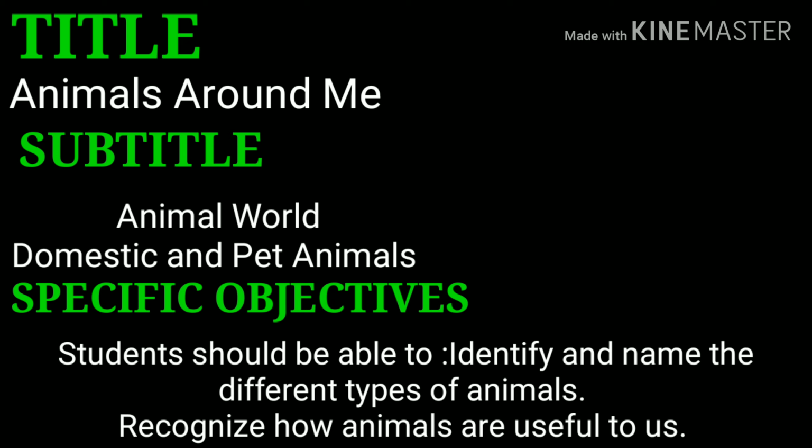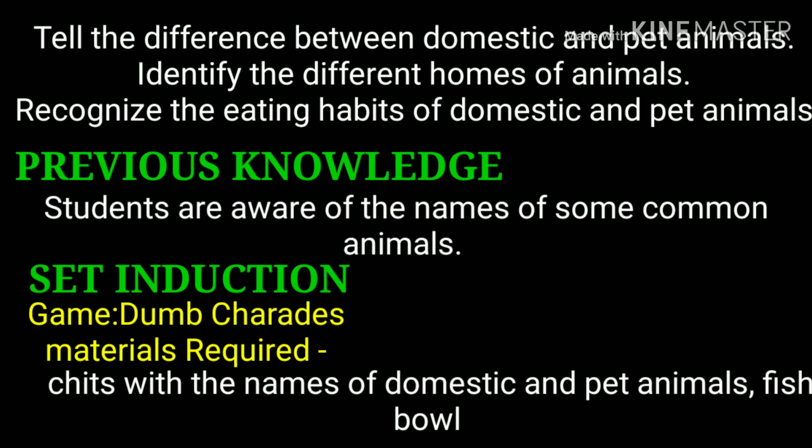Then comes the specific objectives or aim. Here you should write something like students should be able to identify and name the different types of animals. Students should be able to recognize how animals are useful to us. Students should be able to tell the difference between domestic and pet animals. Students should be able to identify the different homes of animals, and students should be able to recognize the eating habits of domestic and pet animals. And then comes the previous knowledge. Here, students are already aware of the names of some common animals.